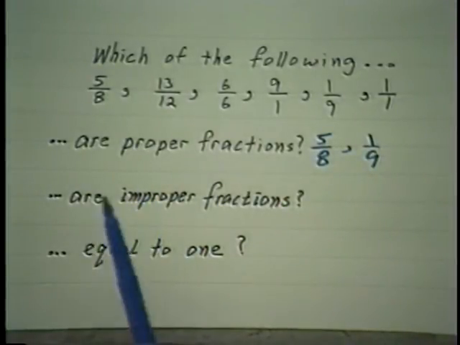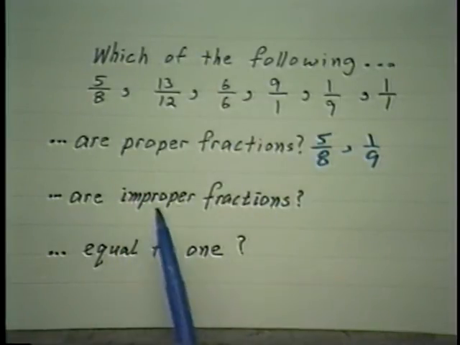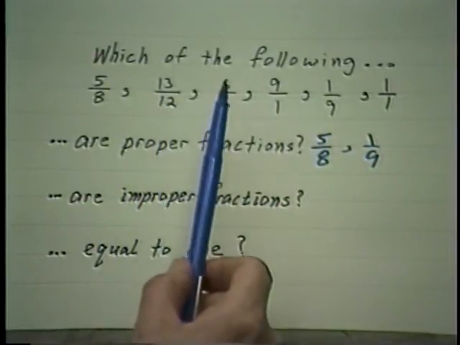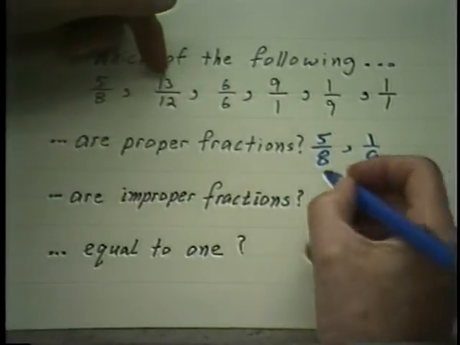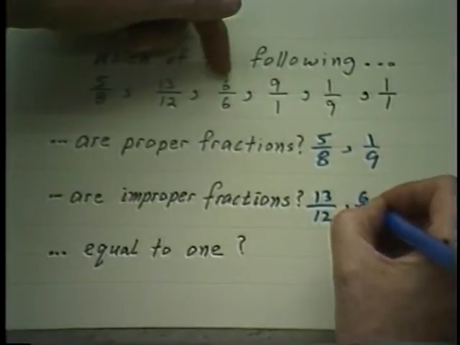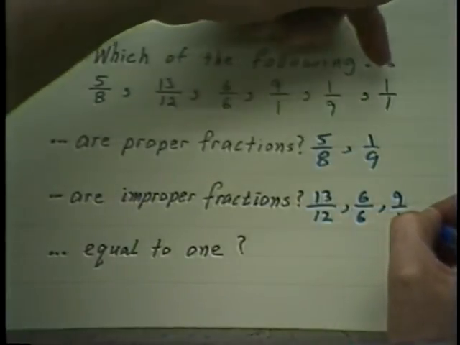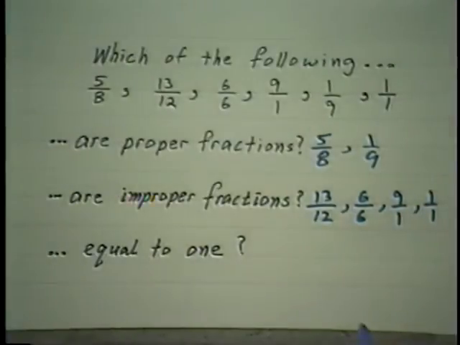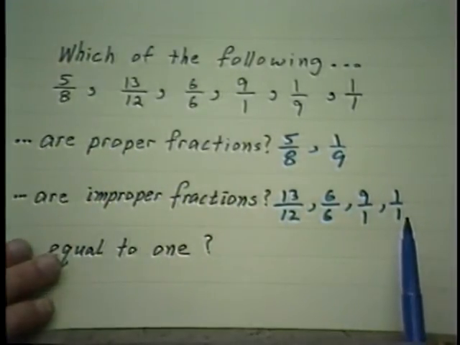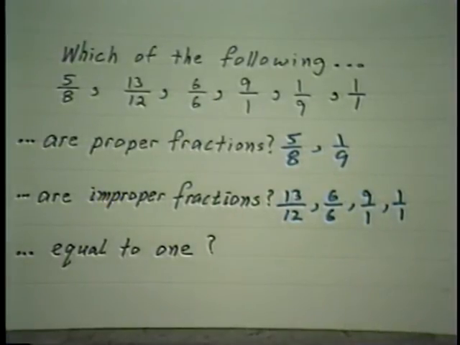Now, this is not asking, do you know how to find improper fractions? It's asking you really, do you know what an improper fraction is? It's a fraction where the top is greater than the bottom or equal to. So that's an improper fraction. That's an improper fraction. That's an improper fraction. And that's an improper fraction. In these two cases, the top is equal to the bottom. That makes it improper. And in these two, the top is greater than the bottom. And that makes it improper.